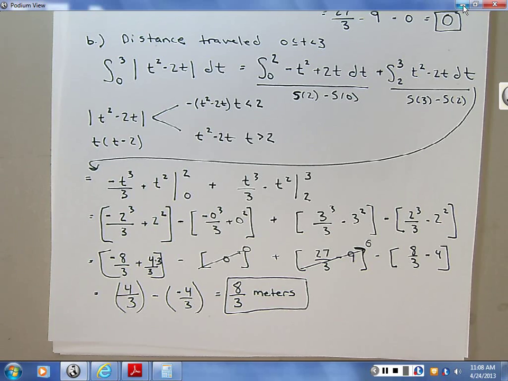Make sense? Because when I have a negative out front, I have to distribute to both of them. So this would be a minus t squared plus 2t. So when I integrate that, I have a minus t cubed over 3 plus t squared. But when I integrate this function, I get a positive t cubed over 3 minus t squared, because the integral of a minus 2t is minus t squared.